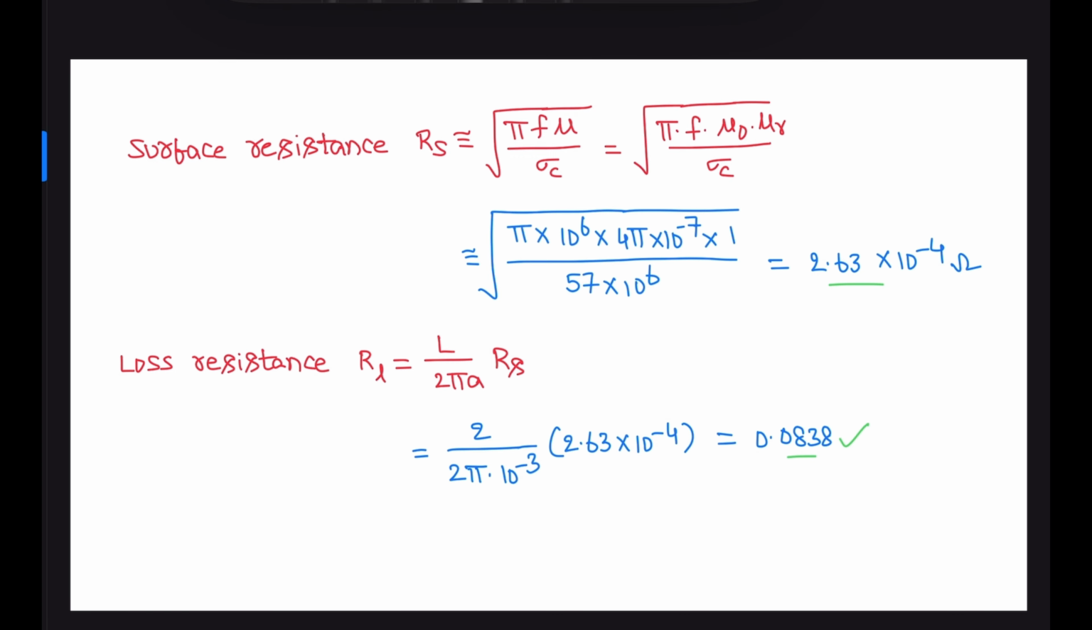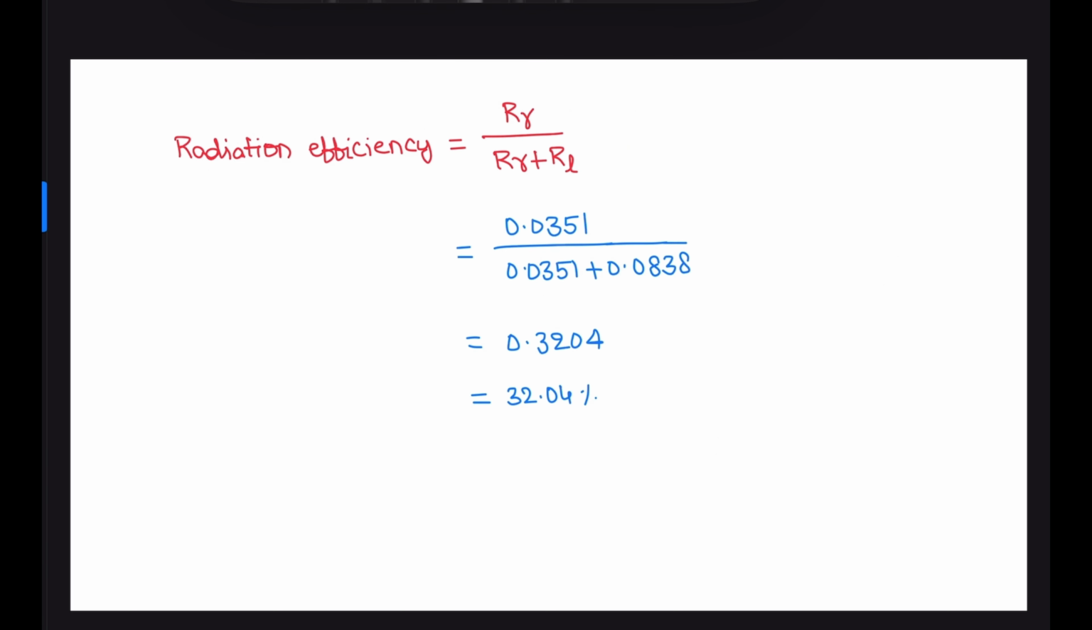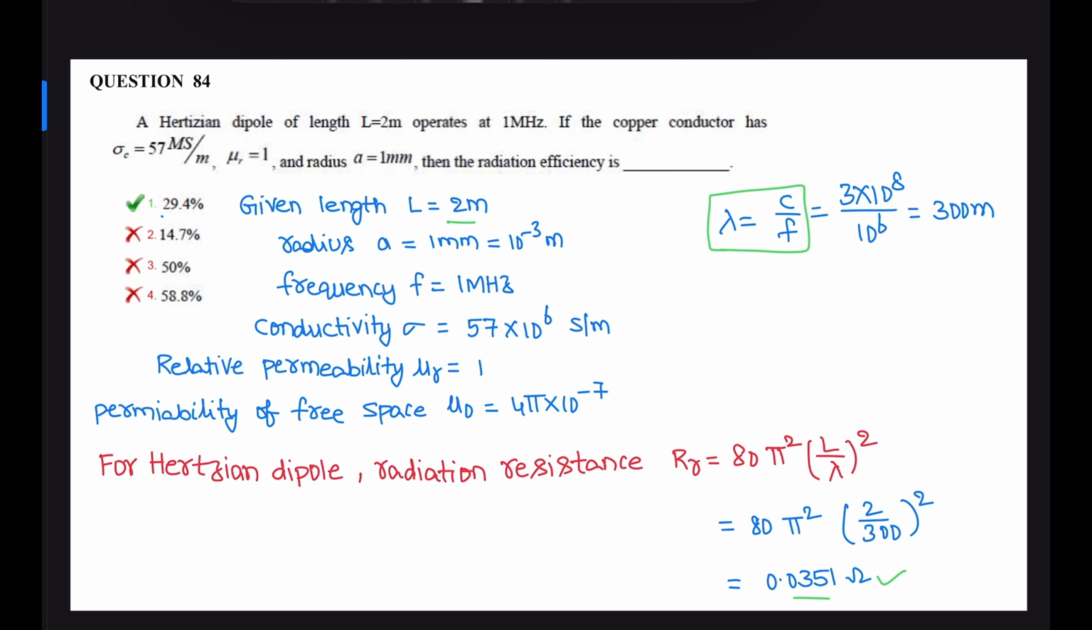Using this loss resistance and radiation resistance, we can calculate the efficiency. So radiation efficiency is radiation resistance to total resistance, where total resistance is sum of radiation resistance plus loss resistance, that is 0.0351 divided by 0.0351 plus 0.0838. Here efficiency is 32.04%. Correct answer is option 1. Nearest answer to 32% is 29.4%.